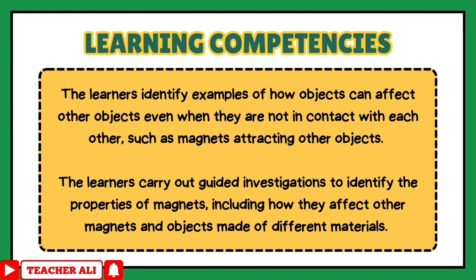And for learning competencies, the learners identify examples of how objects can affect other objects even when they are not in contact with each other, such as magnets attracting other objects. And the learners carry out guided investigation to identify the properties of magnets, including how they affect other magnets and objects made of different materials. Let's start!